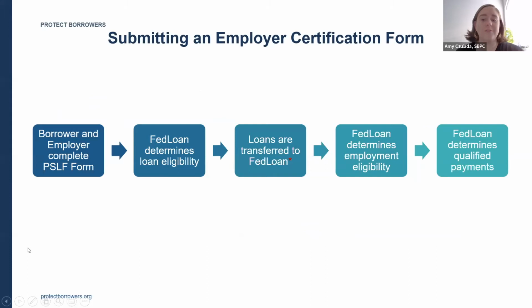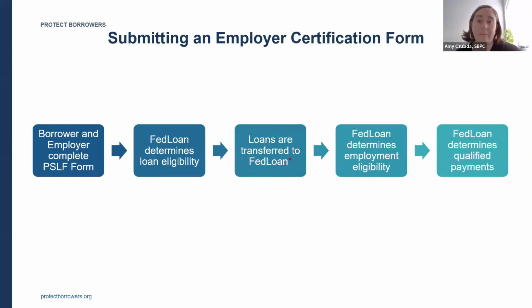So what's the process for getting forgiveness? This is the general process, but it applies to the waiver as well. FIA, operating as Fed Loan Servicing, is currently the exclusive servicer for public service loan forgiveness. So borrowers seeking PSLF need to send the PSLF form to FIA, which will do a preliminary review of loan eligibility. And if you have a qualifying loan, your loan will then be transferred to FIA for servicing, at which point it'll run through the other criteria, such as employment and qualifying payments.